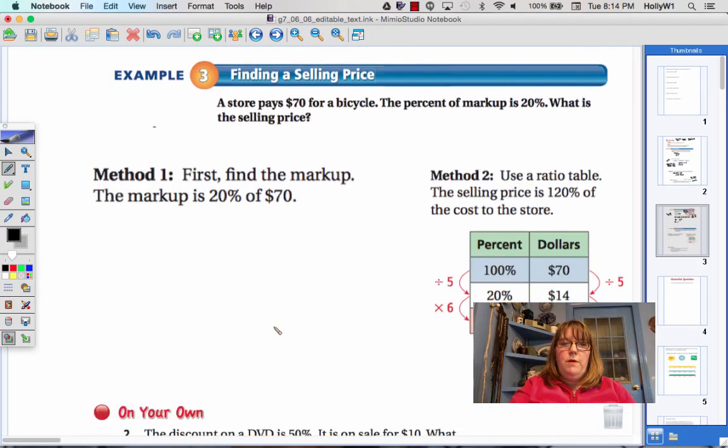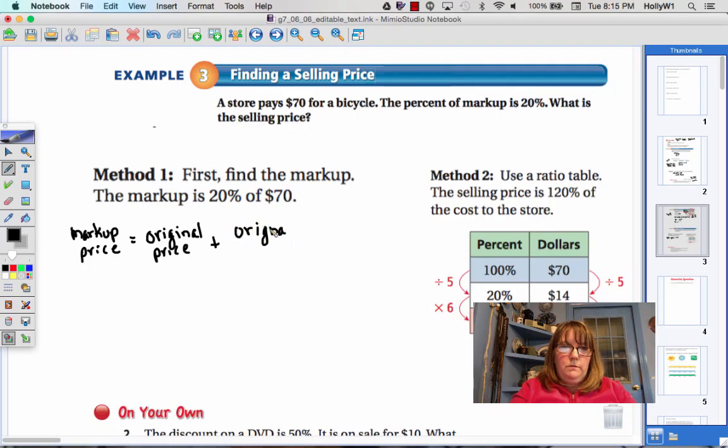Okay, we're going to talk now about the markup. So markup is very much like discounts. The markup price is equal to the original price, and since it's a markup, we're going to add it to the original price times the percentage of markup.